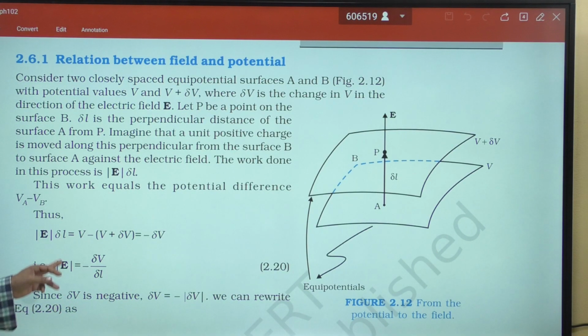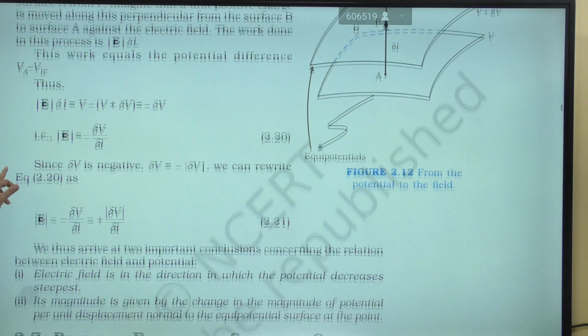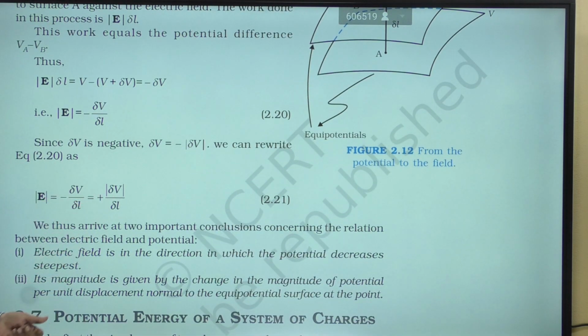Gradient means what, Amma? Distance. With respect to distance, potential etla maartundo chuste, that is what is called electric field. So this is how we call it as, in terms of modulus, it is plus delta V by delta L.